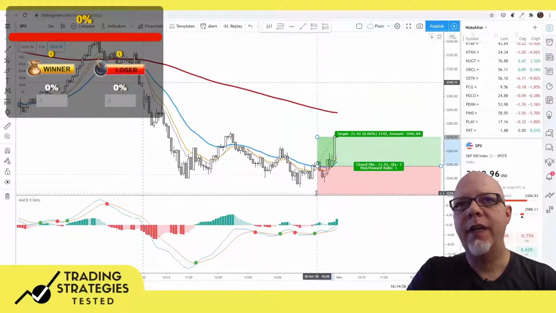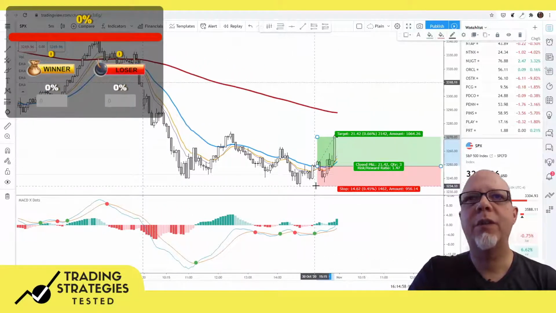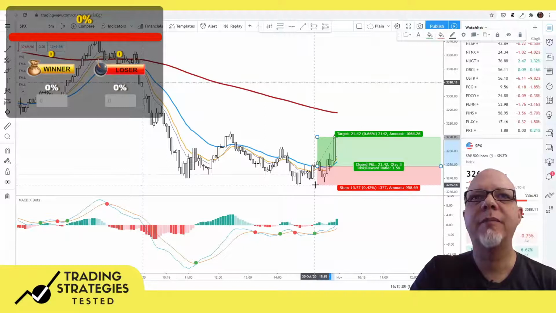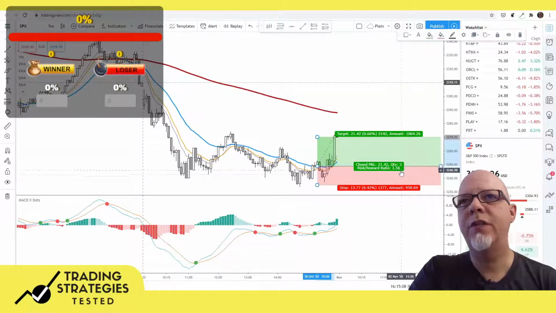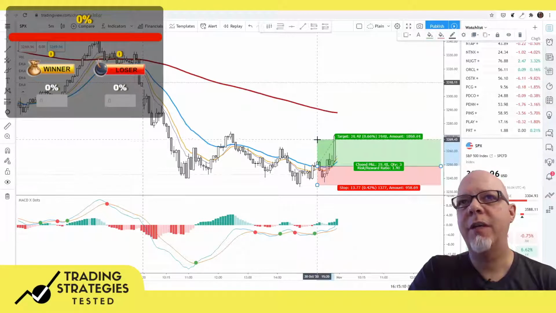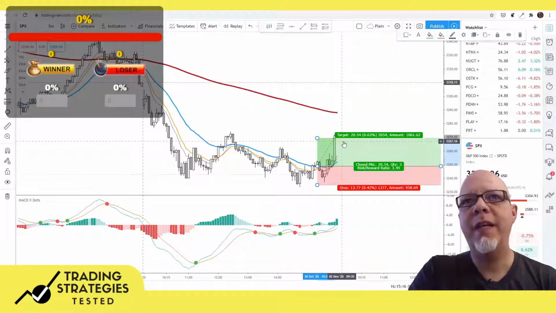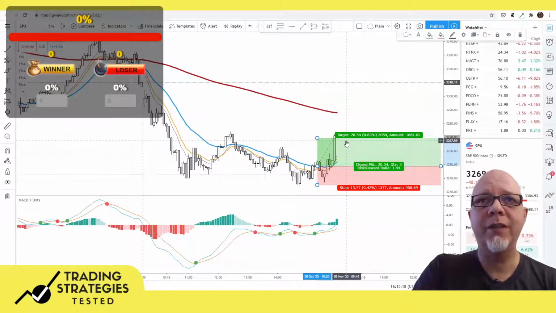Okay, so I'm going to put a stop loss down there. And over here you can see we have our risk reward ratio 1.5, and I'm going to dial it down to 5, and we can see we comfortably make that. So this is actually a good trade, right?